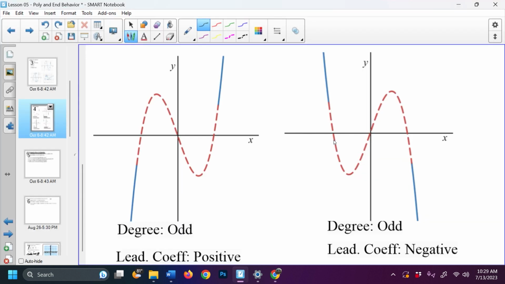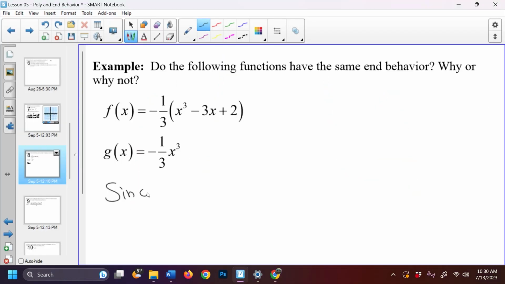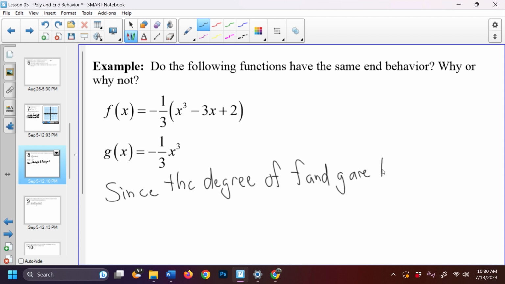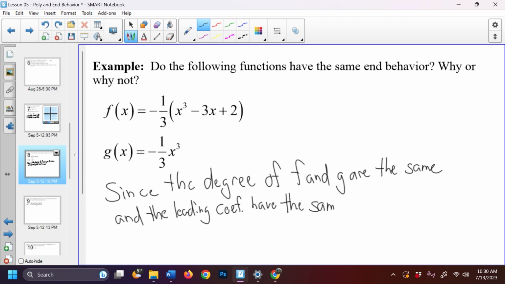So my final answer for this one will be, so we can say, since the degree of f and g are the same, and the leading coefficients have the same sign, the end behavior is the same.